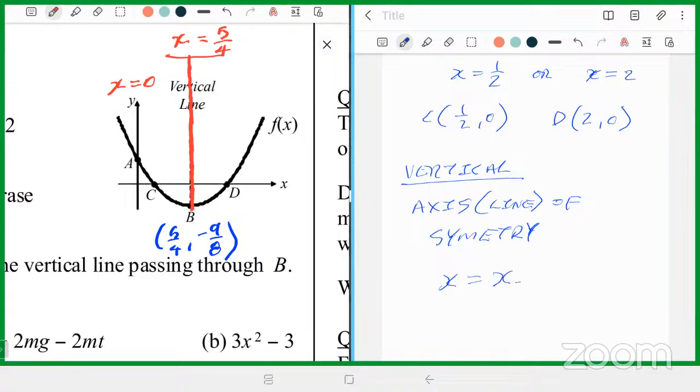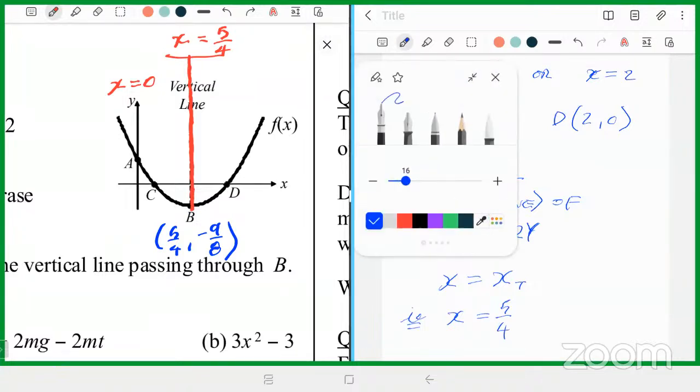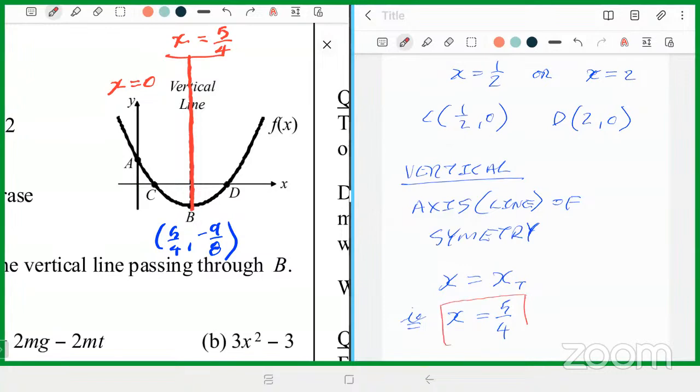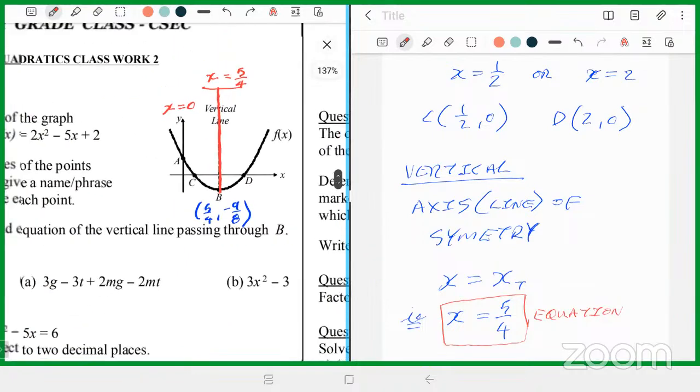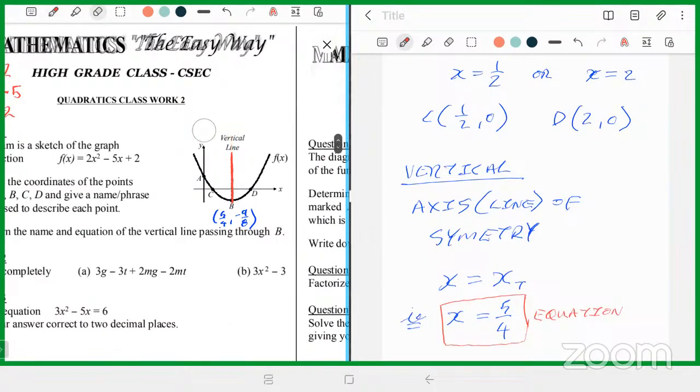The equation is always x equals whatever the x value is at the turning point. Because we know that the x value at the turning point is 5/4, we can write that the equation of the line of symmetry, or the axis of symmetry, is x equals 5/4. This is the actual equation of that vertical line that I've written. x equals 5/4. All right. So that basically finishes this question. Everybody okay still?